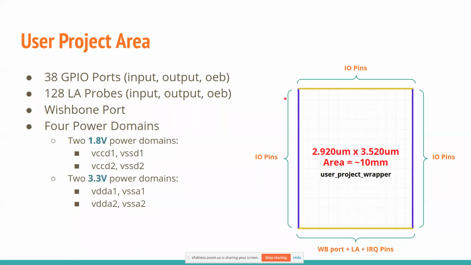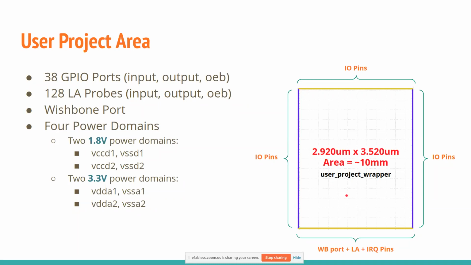The blue and yellow lines here are the core rings. And the user project wrapper, as I said, gets access to 4 power domains. So we have a core ring for each power domain here. And those are also fixed. So you need to have the same core rings in your user project wrapper.